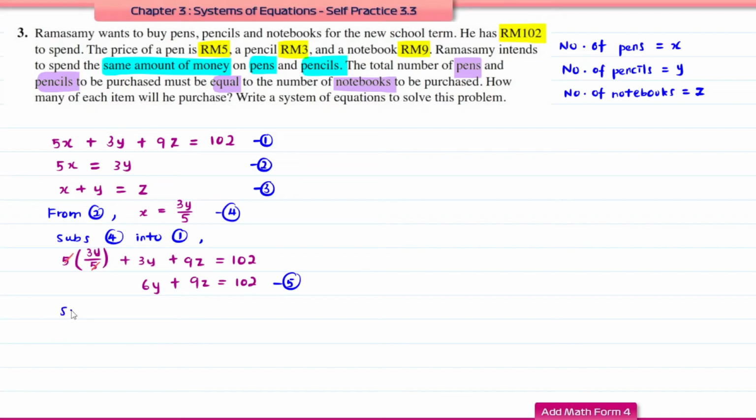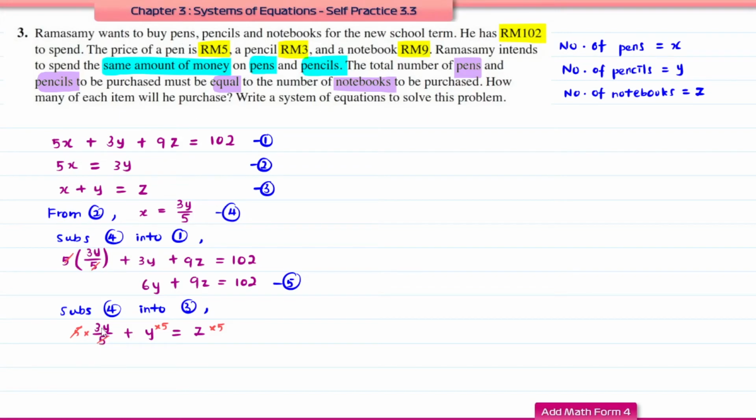Next, I'm going to substitute equation number 4 into equation number 3. So the x in equation number 3, we're going to replace it with 3y over 5, plus y equal to z. Now, to get rid of the number 5 as the denominator here, we're going to multiply each of the terms by 5. By doing so, the denominator of the 3y will be cancelled.